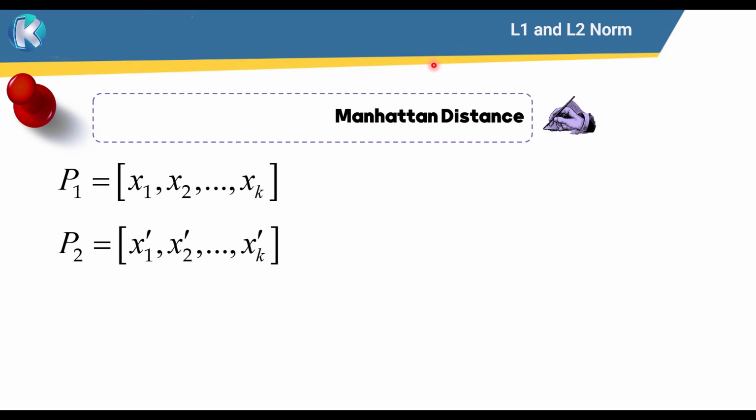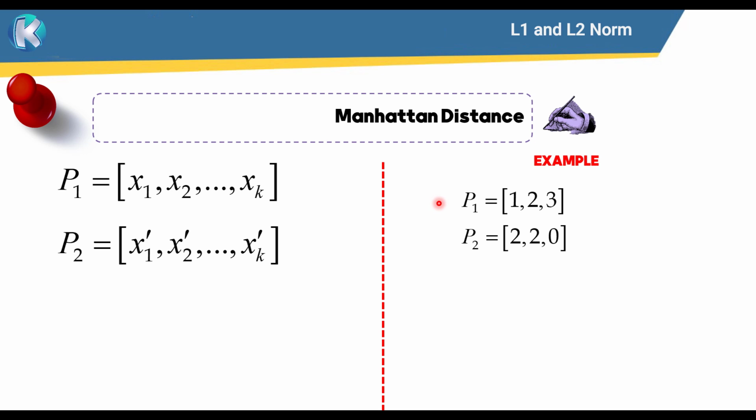And now, based on the L1 and L2 norm and whatever we have learned so far, let's talk about some distances. First of all, let's talk about the Manhattan distance. Suppose that we have 2 points, P1 and P2, and these are their corresponding coordinates. For example, this is the coordinates of point 1: 1, 2, 3, and these are the coordinates of point 2: 2, 2, and 0.